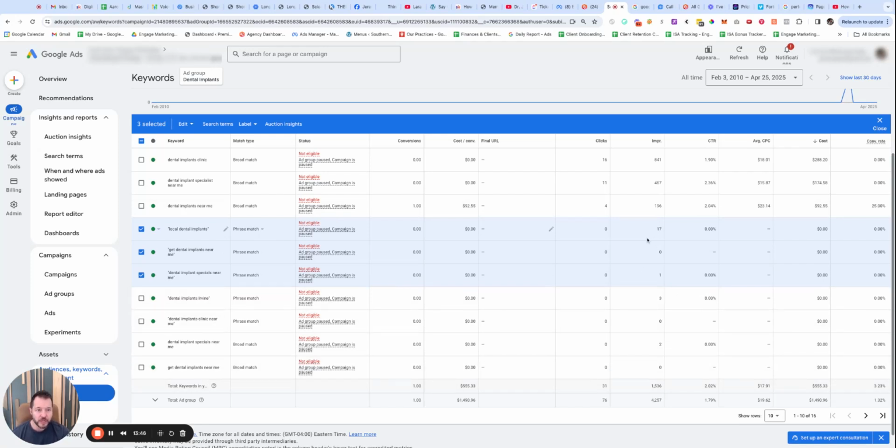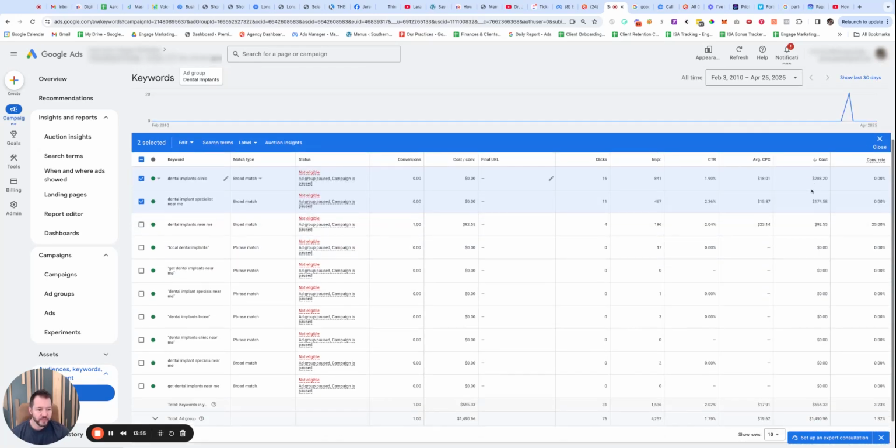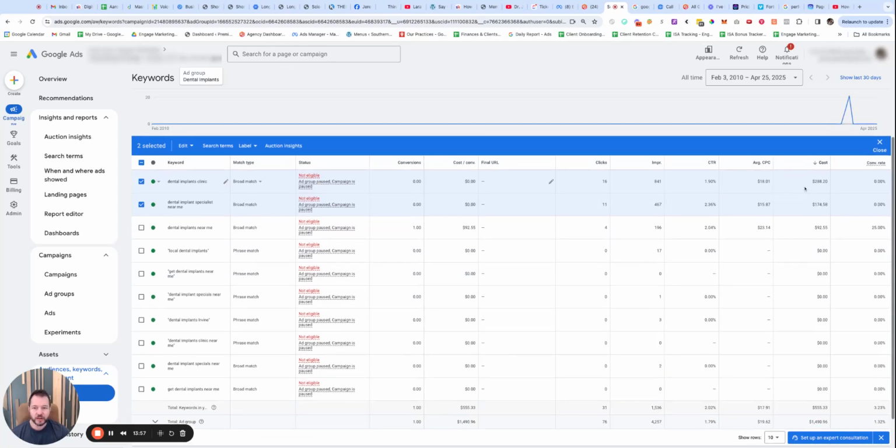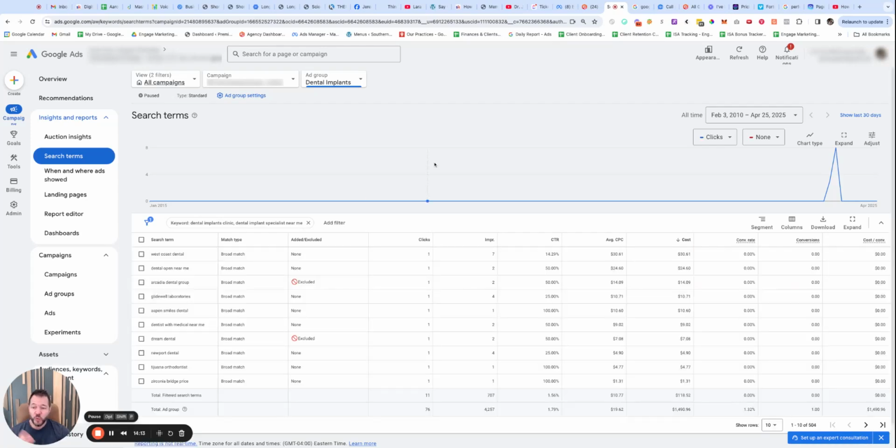Some of these got some impressions, but we can see that these two at the top got a lot of that ad spend here as well. And again, broad match. Dental implants clinic, dental implant specialist near me. If we look at the search terms that were actually showing up and being clicked on now, we can see the exact same situation as the other ad group we just looked at. All these are broad match.